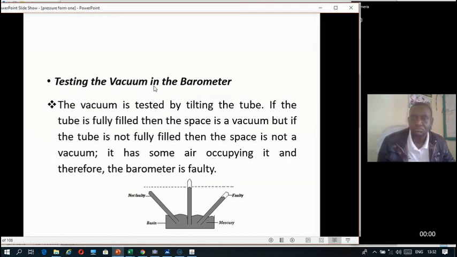Testing of the vacuum in the barometer. The vacuum is tested by tilting the tube. If the tube is fully filled, then the space is a vacuum. If the tube is not fully filled, then the space is not a vacuum. So if you invert it like this, this is faulty, this is not faulty, and this is the correct way. So you only test by tilting it. When you see there is a gap when you tilt, then know that there is air there, then it is faulty.